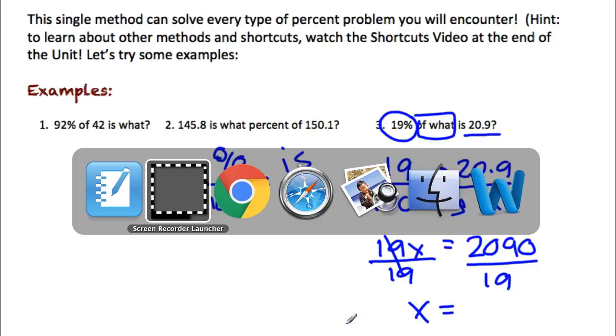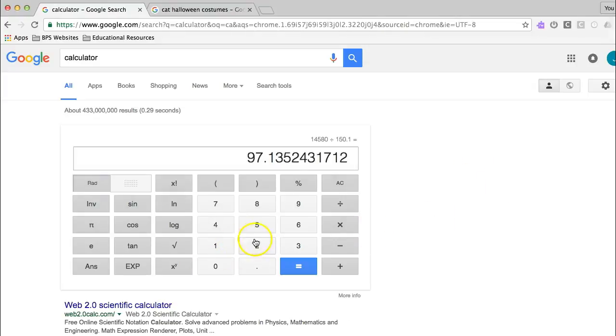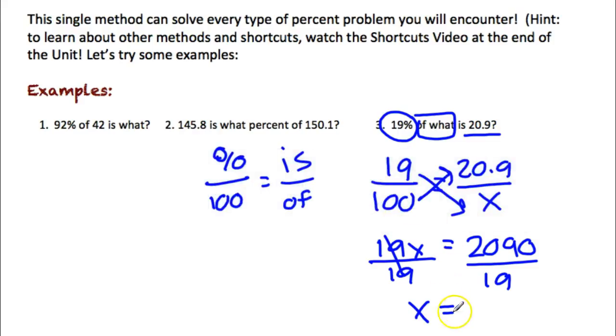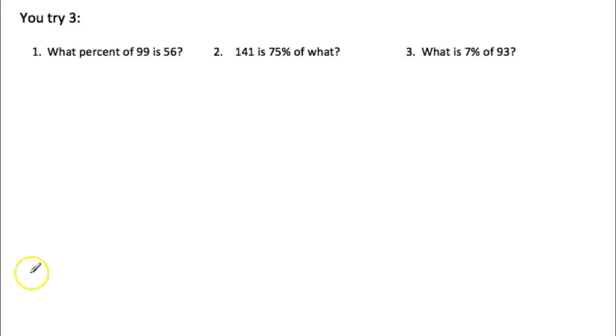Let me put that in my calculator. 2090 divided by 19 is 110. Is this a percent? Well, this is the of, right? So that's not a percent. 19% of 110 is 20.9. So there's my answer right there. I kind of crossed it out, but x equals 110. All right, so you try 3. Try these problems, and then we'll go over them.